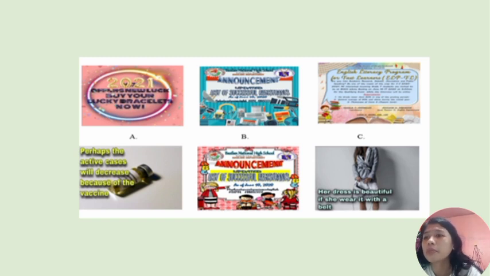Now here is the picture. Okay, I think you are done analyzing the picture. Now I will call someone to answer the question. Okay, may I call Miss Bracamonte? So Miss Bracamonte, what can you see in the picture? Yes, there are several pictures with different text on it. Now, do you think that each picture represents a different meaning?